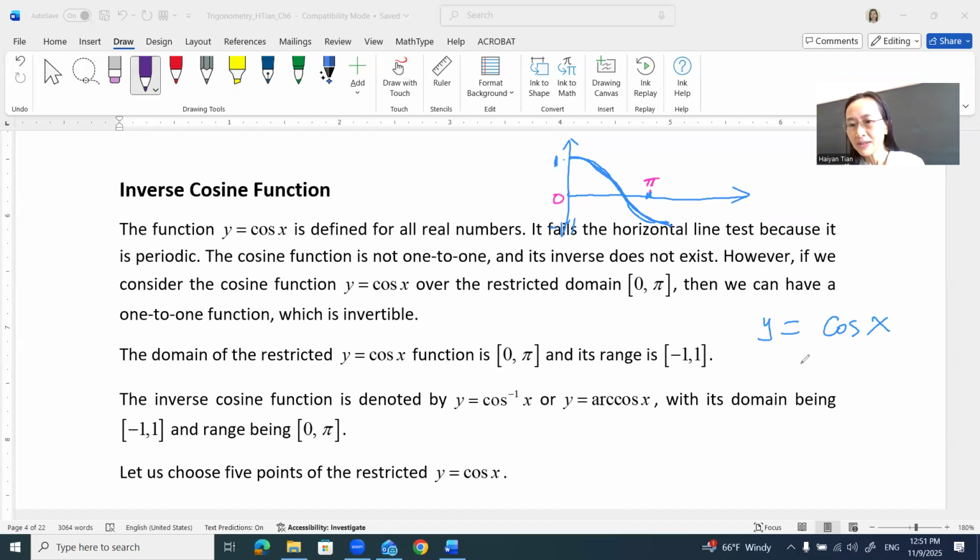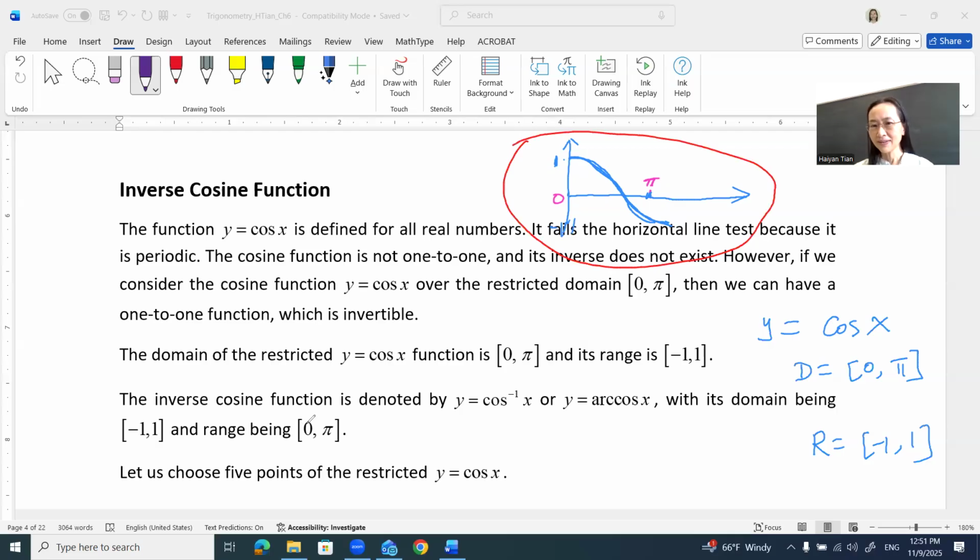Right now, looking at this cosine function, its domain is only on this interval from 0 to pi. And its range, which is the set of all possible y values, will be any value from -1 to 1. So that is our cosine after it's been restricted to this interval from 0 to pi, and then we can find its inverse.